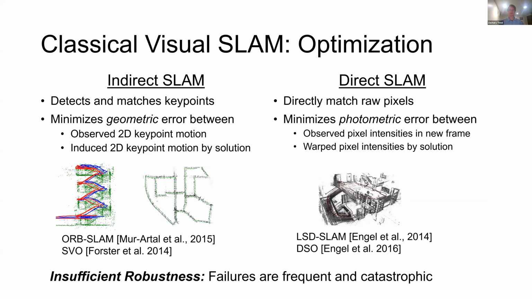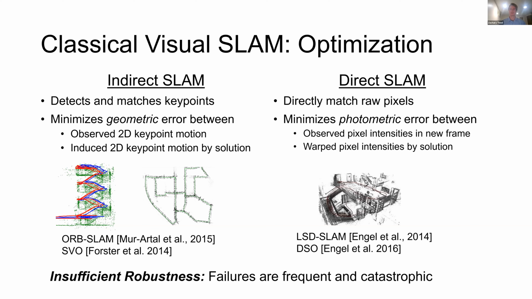So classical Visual-SLAM formulated the problem as an optimization problem. And these can be divided into two different categories. The first is indirect SLAM. What indirect SLAM does is it first detects key points in the images, and then it matches key points. And then it minimizes the geometric error between the observed 2D key point motion and the induced 2D key point motion by the solution. So we first detect key points, and then we minimize the geometric reprojection error. And this is similar to what's being done in most structure from motion systems.